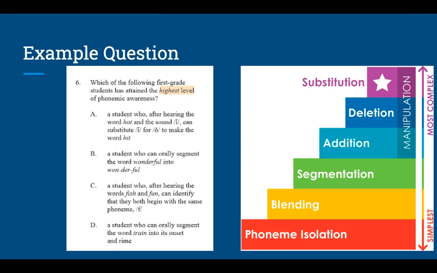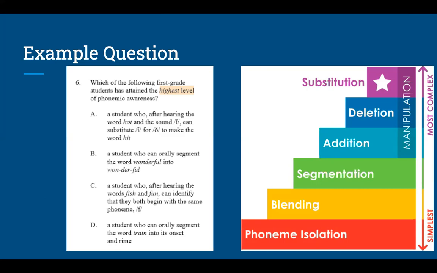So for this question specifically, you will have to know the levels of phonemic awareness. And we know that substitution is the most complex, highest level of phonemic awareness. And you're doing substitution in A, which is our first option. So a student who, after hearing the word hot and the sound I, can substitute I for a to make the word hit. So that student is demonstrating substitution based off of the definition, and that is the highest level of phonemic awareness.